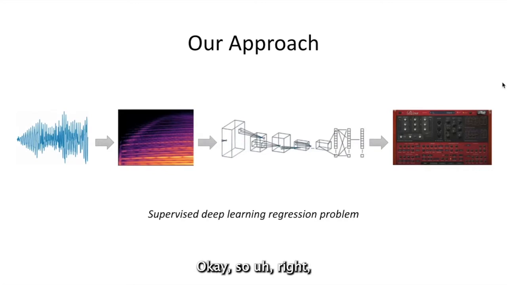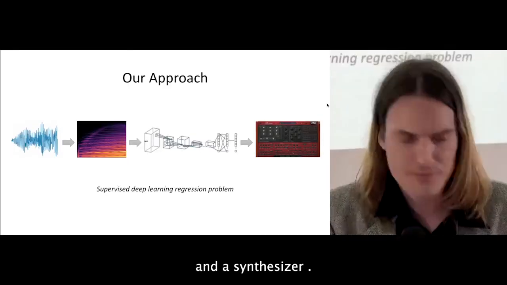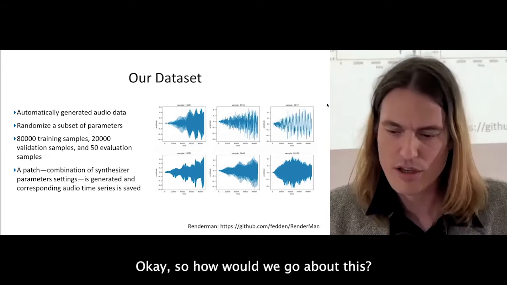Okay, so, right, we have the sound wave, we input it in a net, and it outputs us not a sound. That would be an easy misunderstanding of the project, but it outputs a preset that is just a vector of a whole lot of numbers that make up the creation of a sound in a synthesizer. Okay, so how would we go about this?